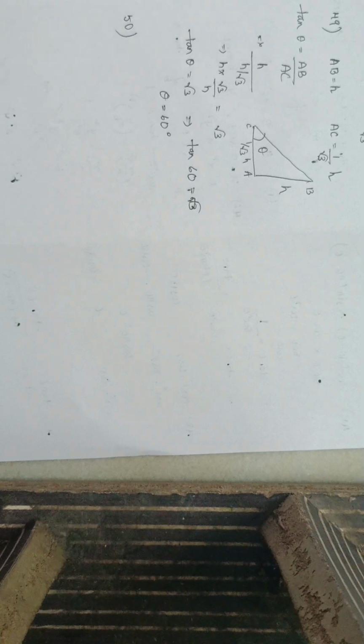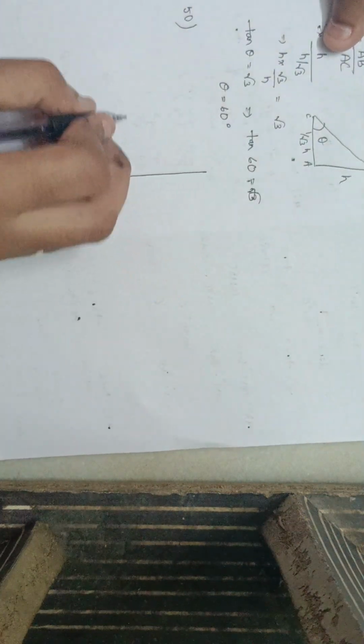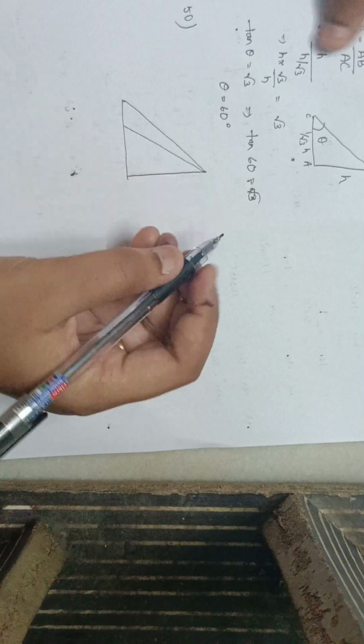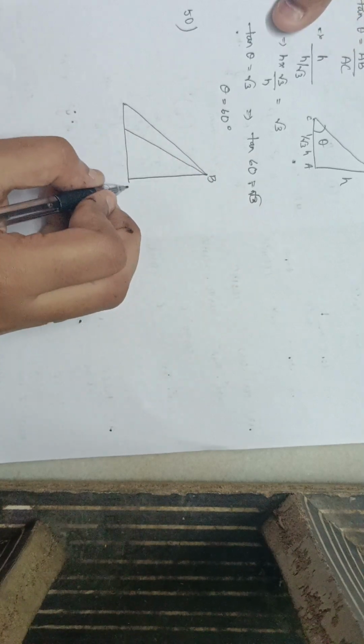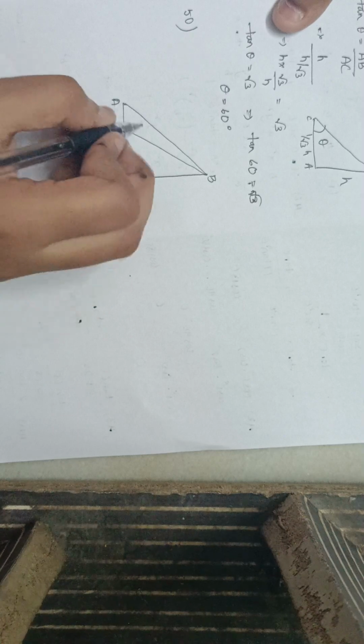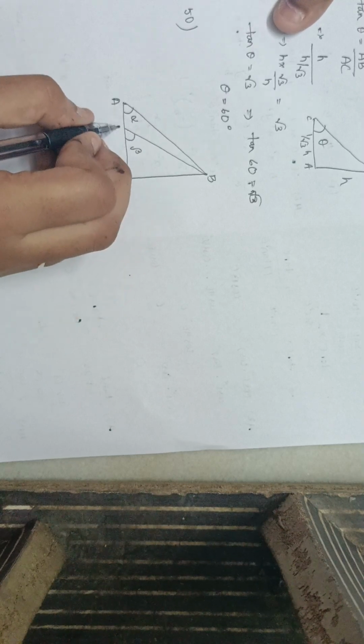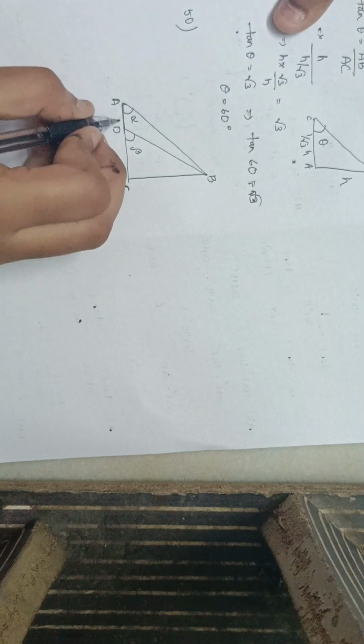The angle of elevation of the top of a tower standing on a horizontal plane from a point A is alpha. After walking a distance d towards the foot of the tower, the angle of elevation is found to be beta. Then the height of the tower is. So based on the given information, let us draw a diagram. This is B and this is C and this is A. Let us say this is alpha at point A and D. This is the distance d.